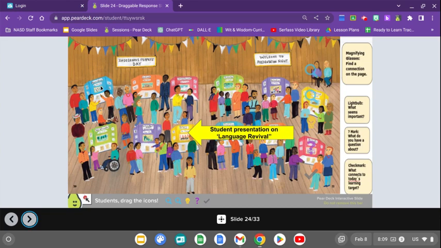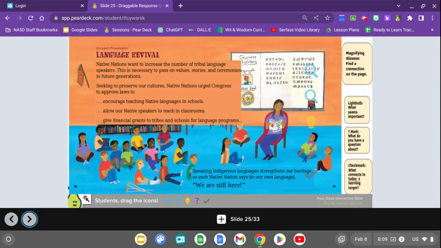The next one, we looked at this one up here. We're going to take a closer look at this one. It's called Language Revival. This is a presentation by Chugi. Chugi's presentation, Language Revival. Native nations wanted to increase the number of tribal language speakers. I'm going to put a magnifying glass on this speaker, and I see this teacher is reading from an alphabet book of tribal alphabet. So I'm going to put the magnifying glass on that too.